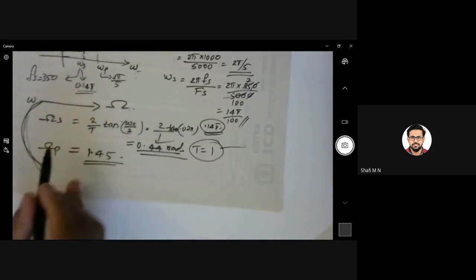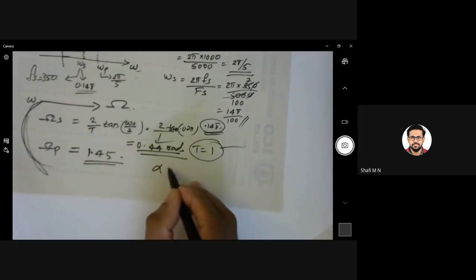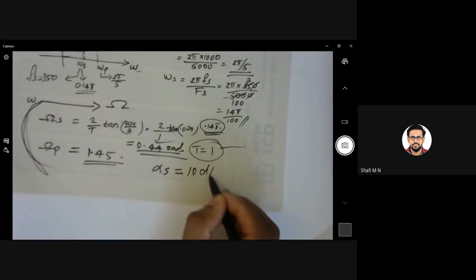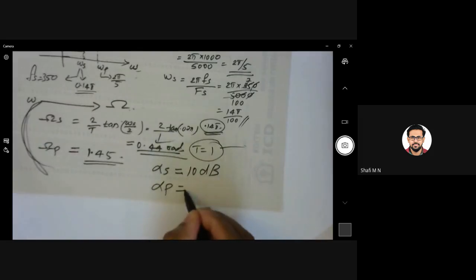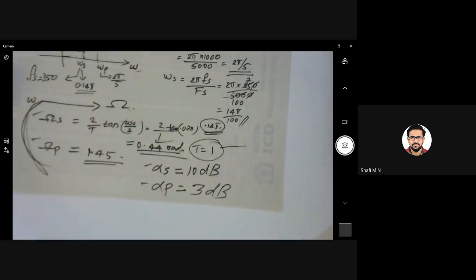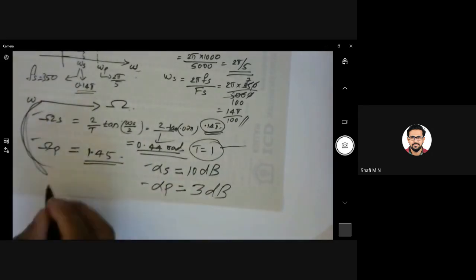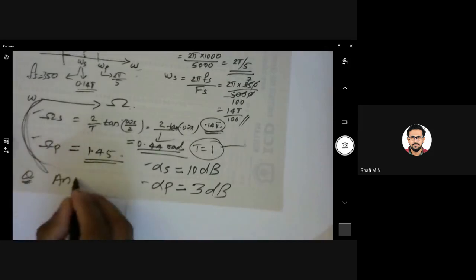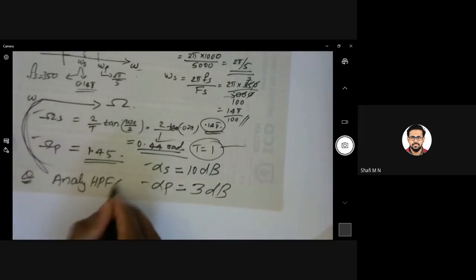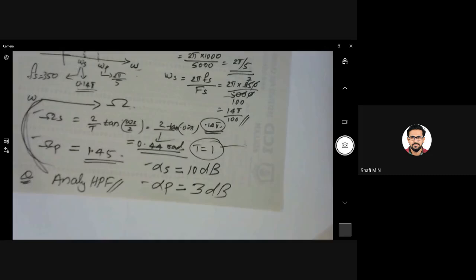This is your omega s, this is your omega p, and what was your alpha s? 10 dB. And what was your alpha p? 3 dB. Monotonic in pass band, so 3 dB. So for these 4 parameters, you have to design an analog high pass filter. This is the first step. I'm going to design, you have to calculate the order. Can I proceed with calculating the order?